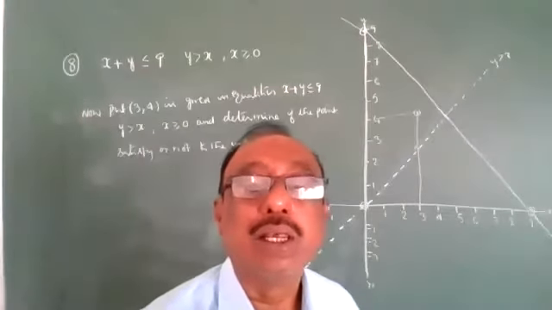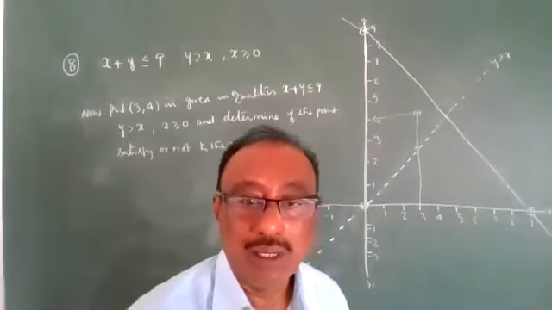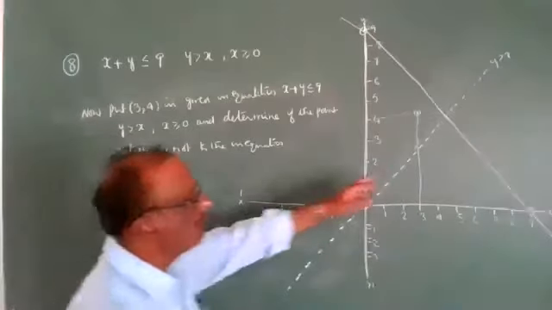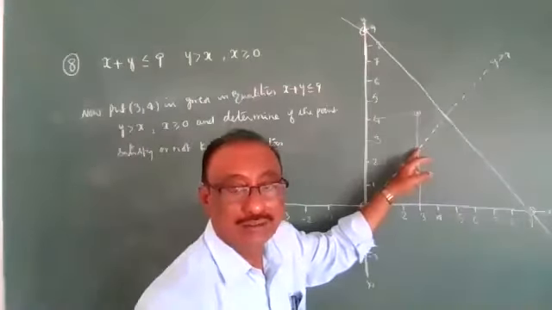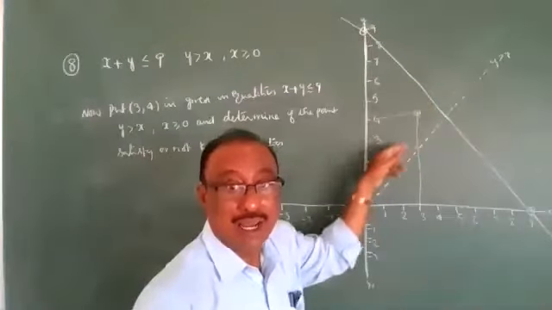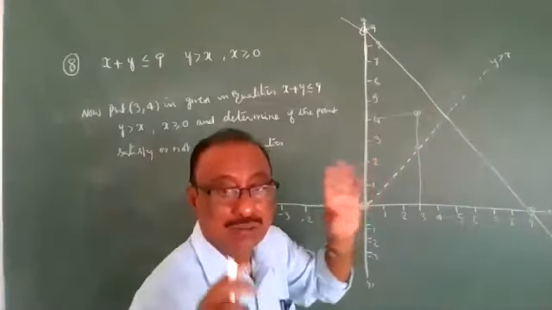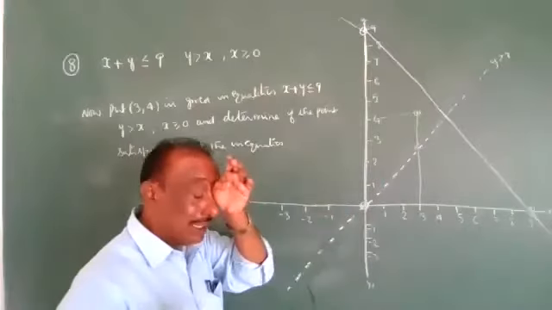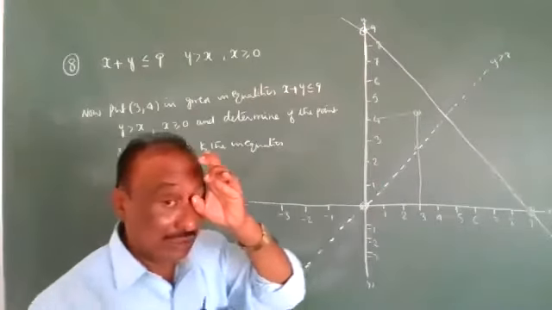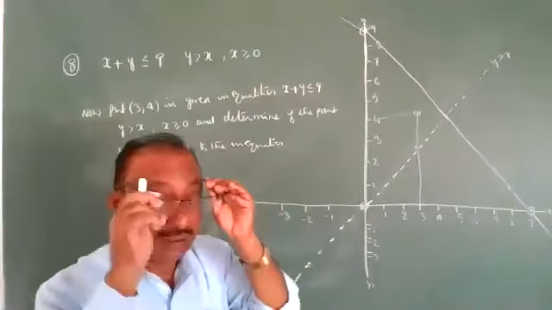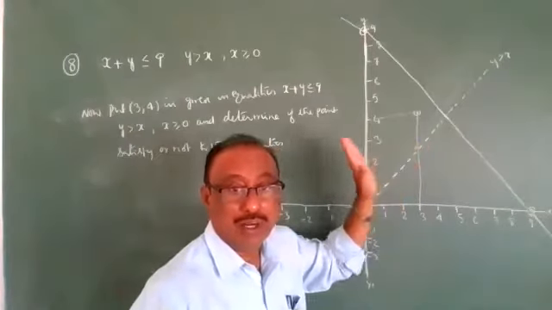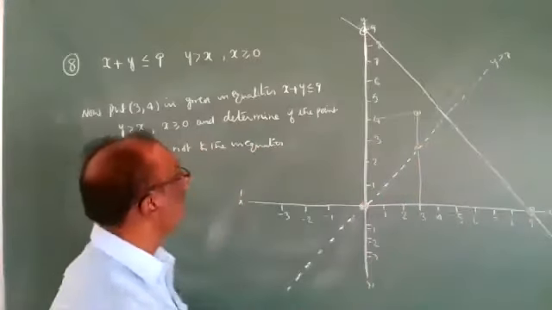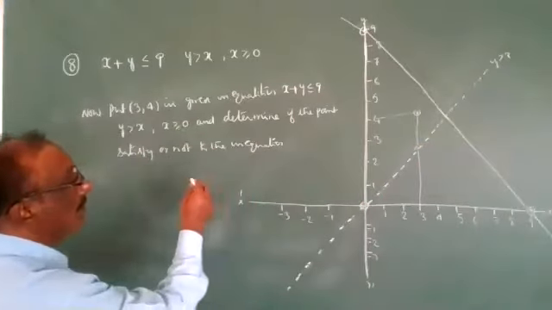We can't take 3, 3. 3, 3 is a point on the line. We can't take it. We need a point in between the three lines, so don't take a point on the line.